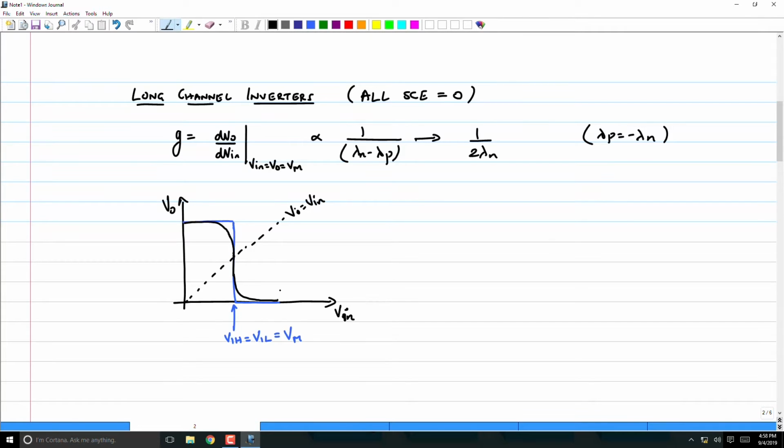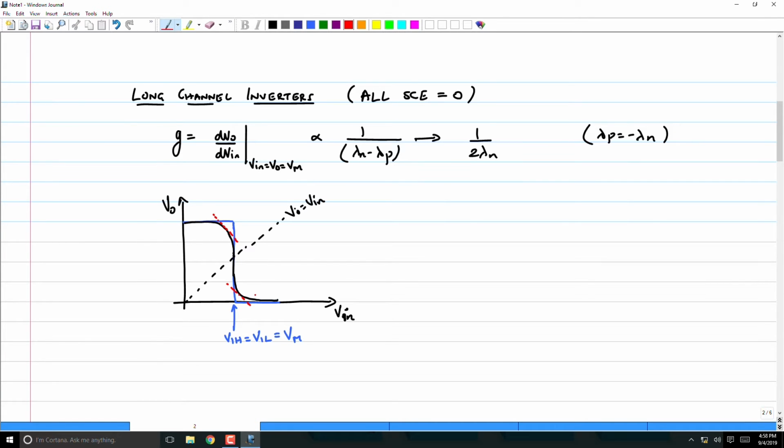So clearly, this model that we used earlier works only for short channel device inverters, where lambda n and lambda p are non-zero. So now the question is, how do I derive an expression for VIL and VIH for a long channel inverter? It turns out that the model was used in the first place because the current expressions for short channel inverters were very complicated. And therefore, actually solving for the point where the slope is minus 1 on both sides was very hard.